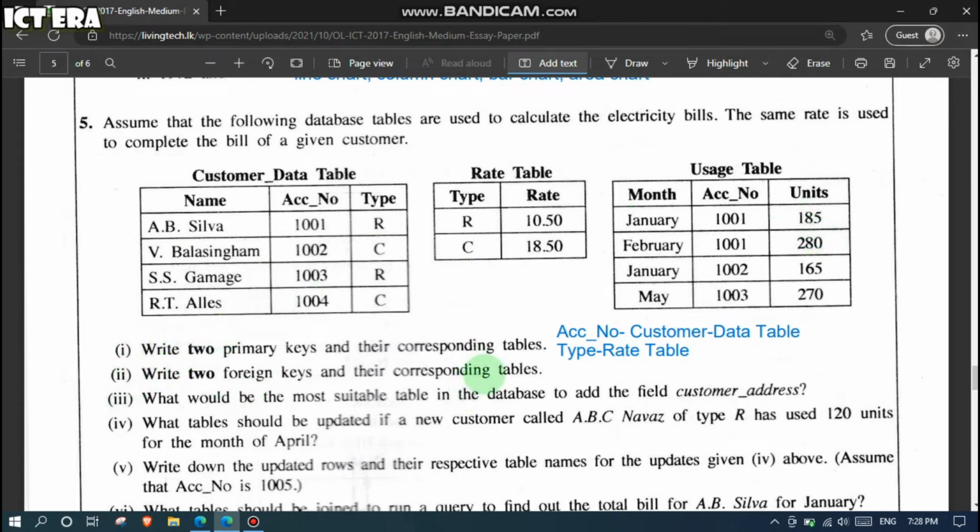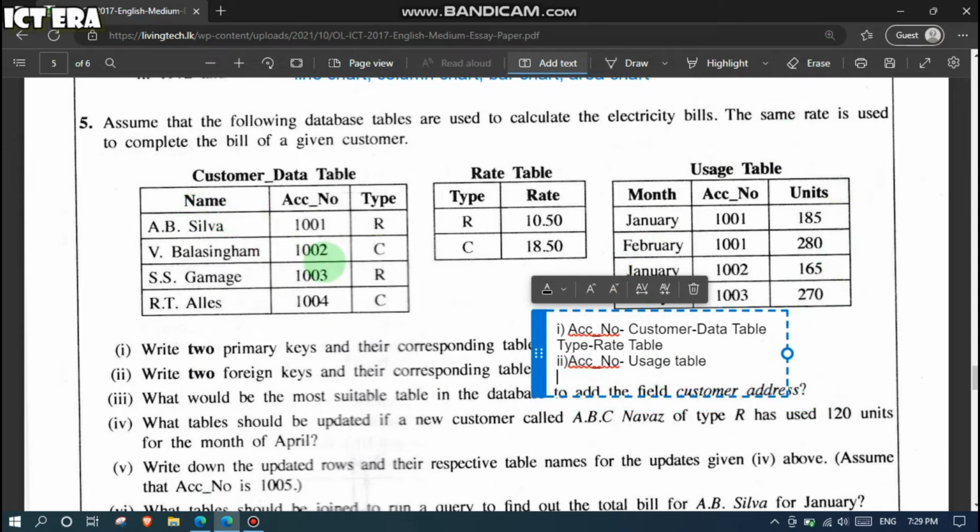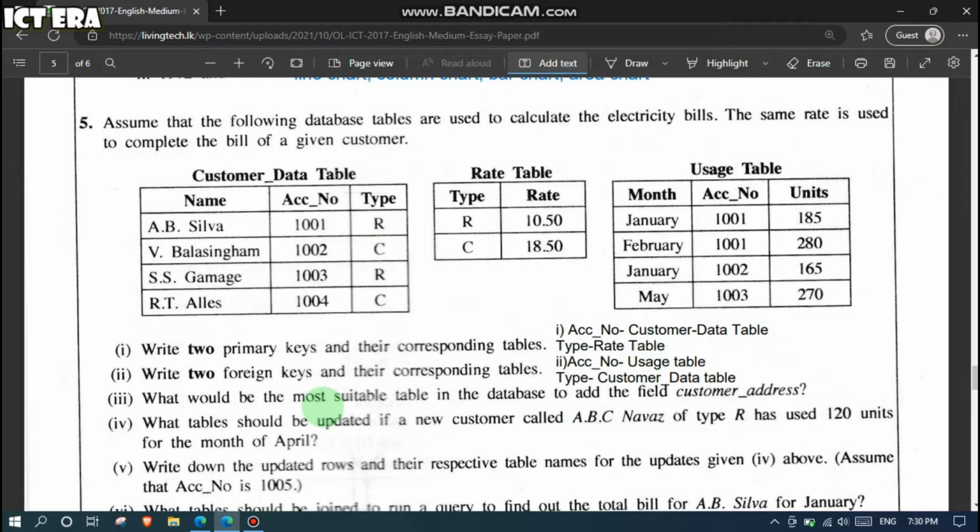Then write two foreign keys and their corresponding tables. So the foreign key account number can be seen in the usage table. So let's write account number. The corresponding table is usage table. And then next one is, in here the type from rate table they have been taken the type. So I can write the foreign key is type, and the table corresponding to it is customer data table. So these are the answers.